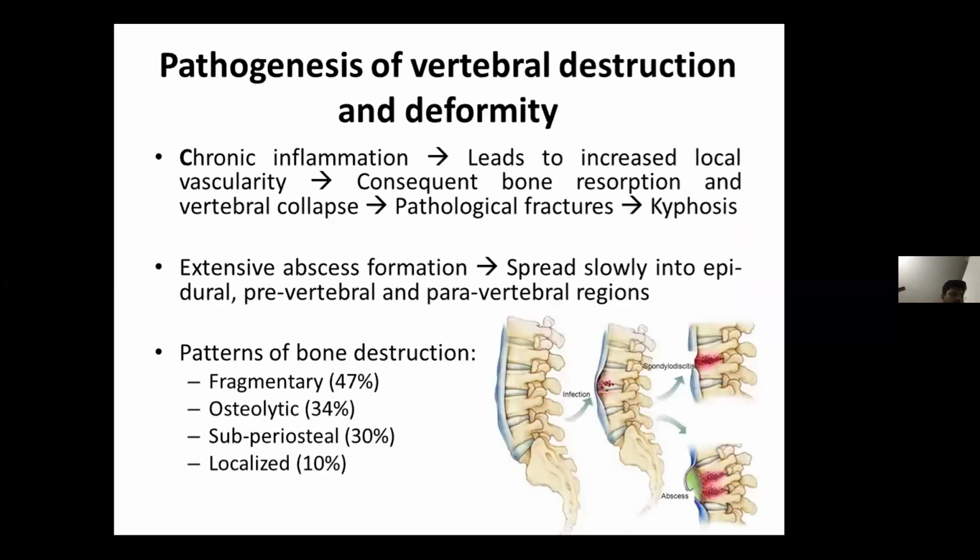So, going on to the pathogenesis of how the vertebral body destruction and deformity starts. There is a chronic infection which leads on to an inflammation. This chronic inflammation leads to increased vascularity, especially around the paradiscal region, and that leads on to bone resorption, and consequently there is a vertebral body collapse, and that leads on to pathological fractures, and over time the kyphosis. Apart from the bony involvement, there is also extensive abscess formation, which is characteristic of this disease. And this abscess spreads gradually into the epidural space, into the prevertebral and paravertebral regions.